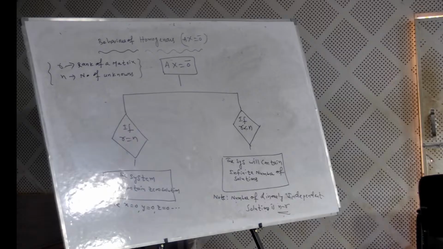Okay. If R equal to n, that means rank of a matrix equal to number of unknowns, the system will contain zero solution. X0, Y0, Z0.